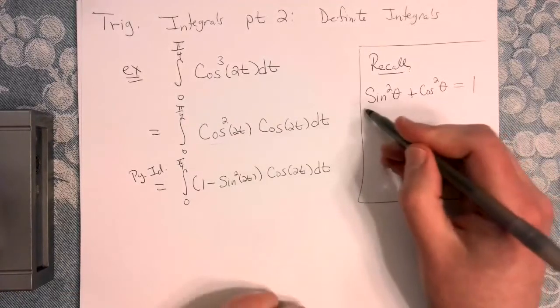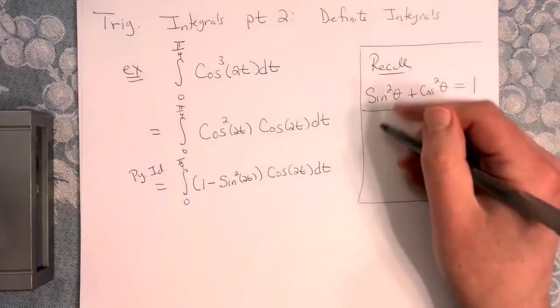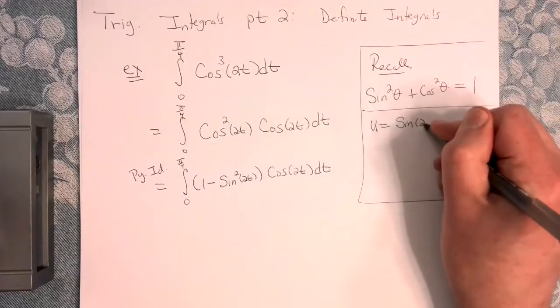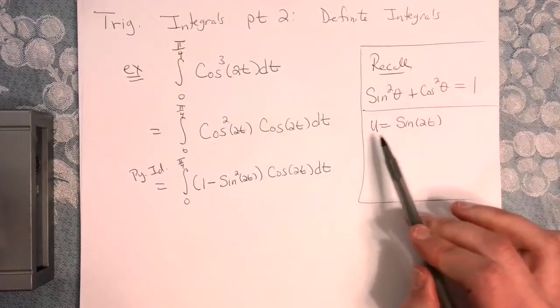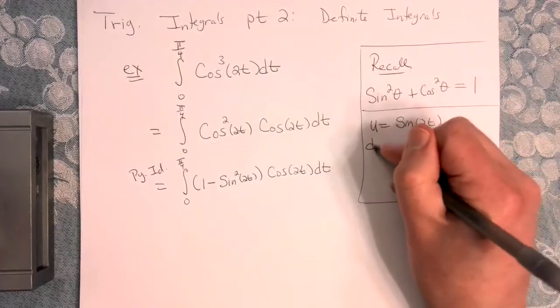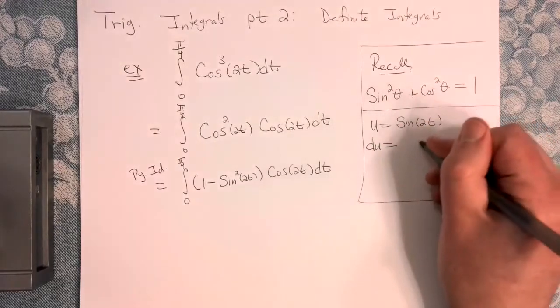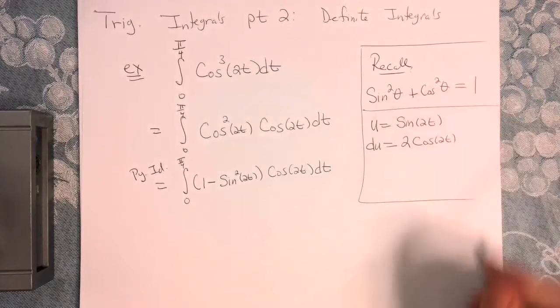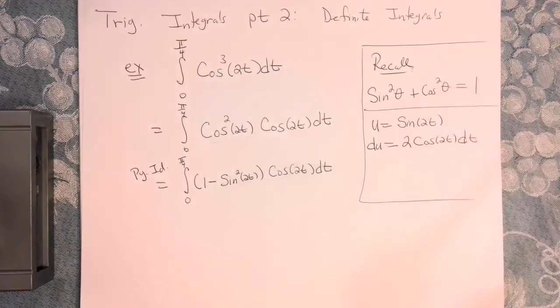So that seems super promising because we can let u equal sine of 2t. And then we find du, of course, by taking the derivative carefully. Now here we need the chain rule. So this will be the cosine of 2t times 2, of course, dt.